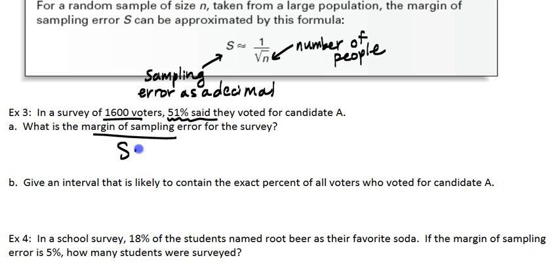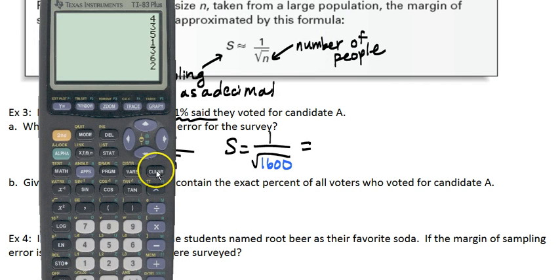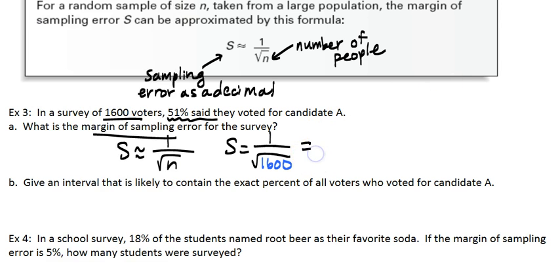So here's my formula. I'm going to plug in my N, which in this case is 1,600. And this one I can just type up in my calculator. So I can do 1 divided by the square root of 1,600, and I get 0.025. And remember I said S is as a decimal, so if I convert that to a percentage, that is 2.5%. And a margin of error is always above and below, so I'll say plus or minus 2.5%. And then I'll explain in a second.